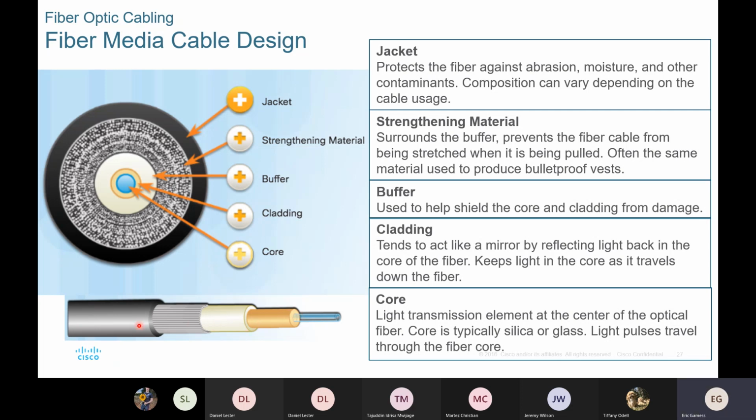Then you have 3 levels of protection. A first level that is called the buffer. Then a second level that is called the strengthening material. This material is the same material that we use for bulletproof vests. Then you have a third level of protection, which is the jacket. So we protect the fiber optic with 3 levels of protection, as you can see. Remember that the light travels here in the core, and the cladding is to bounce back the light inside the core when it wants to go out.